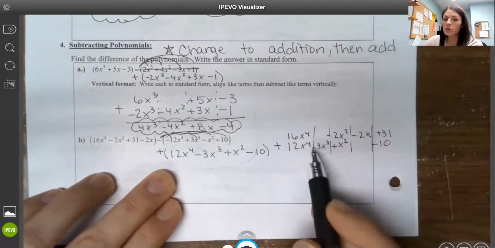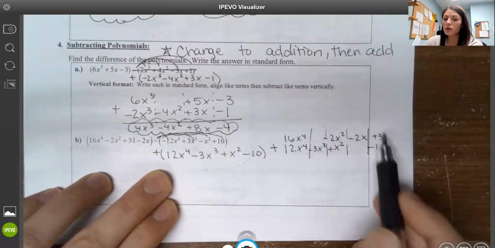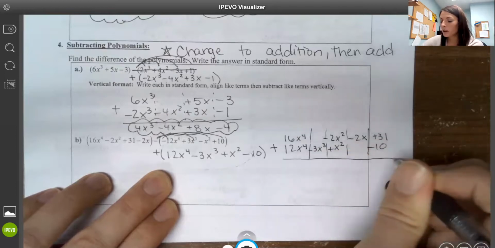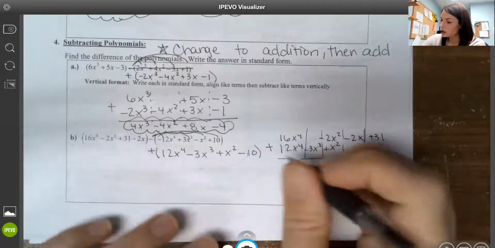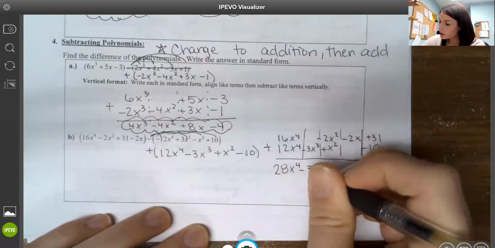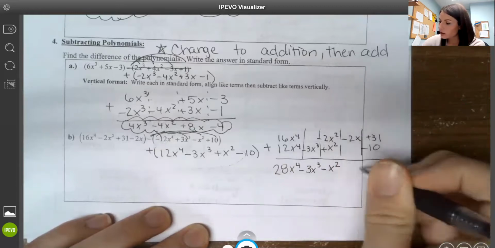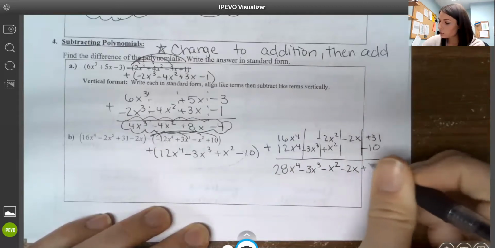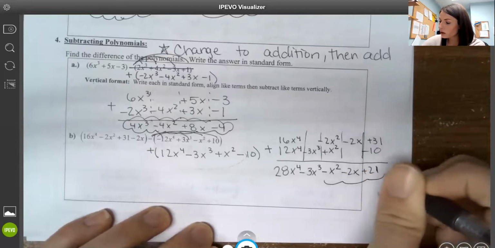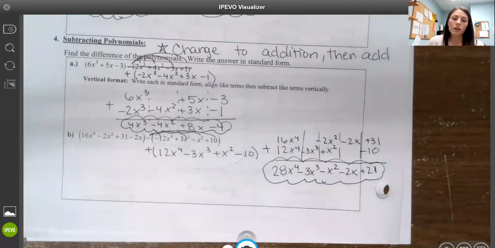Okay, so notice I left a space there. That gave me a space for this cubed. I left a space there so that the constant terms are lined up. And then adding those together, I have 28x to the fourth minus 3x cubed minus 1x squared minus 2x plus 21. There's my addition. What we ended up doing was addition of our two polynomials.